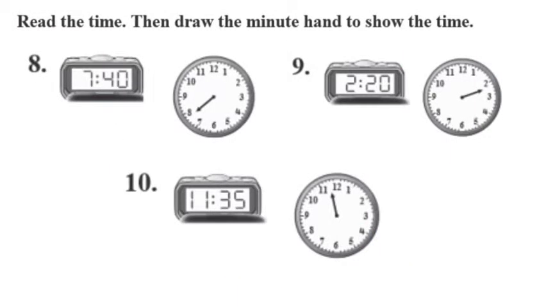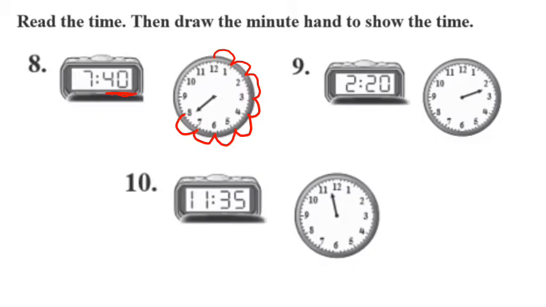Number 8, 9, 10, 11, 12, and 13 are all ones where we have to draw the minute hand. It says read the time, then draw the minute hand to show the time. The first one says 7:40. They've already put the hour hand in between the 7 and the 8, the shorter hand. I know my minute hand needs to be longer, so I'm going to count by 5s to find the 40 minutes. 5, 10, 15, 20, 25, 30, 35, 40. I know I need to point my minute hand to the 8.